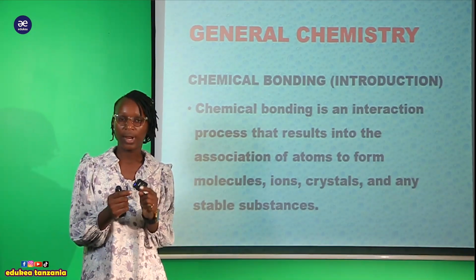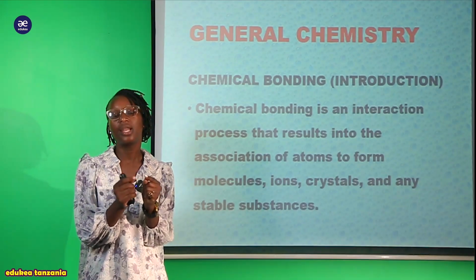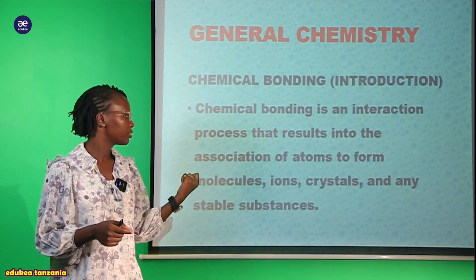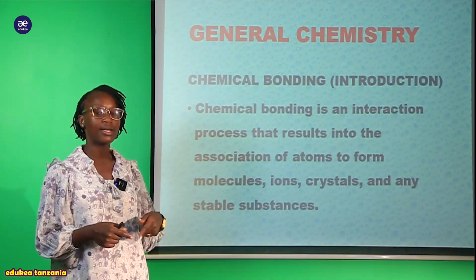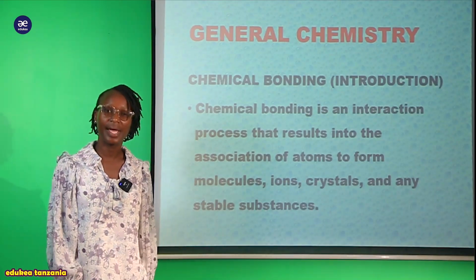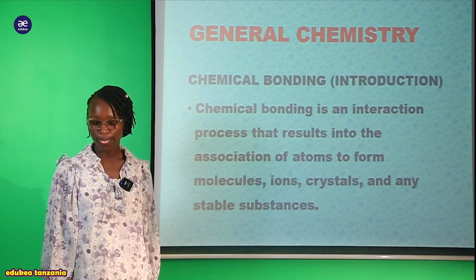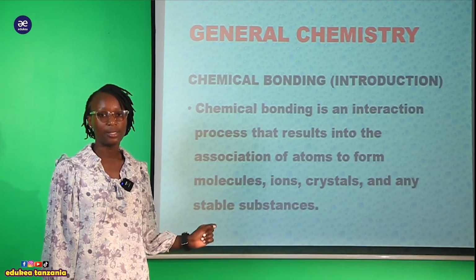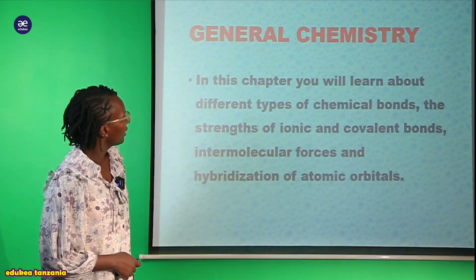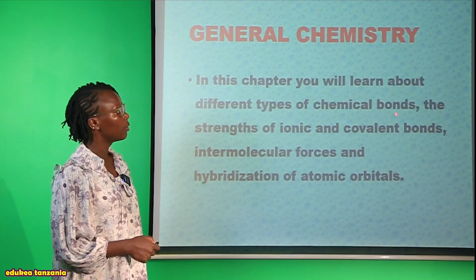Association. Kuna association na dissociation. Sasa hii hapa ni association. Kwa hiyo ile interaction process ambayo inatokea baada ya association process au association of the atom inapelekea formation of the molecules, ions, crystals, lakini pia na hizi stable substance. So that is just a simple introduction about chemical bonding. Okay, so in this chapter you will learn about the different types of chemical bonds.